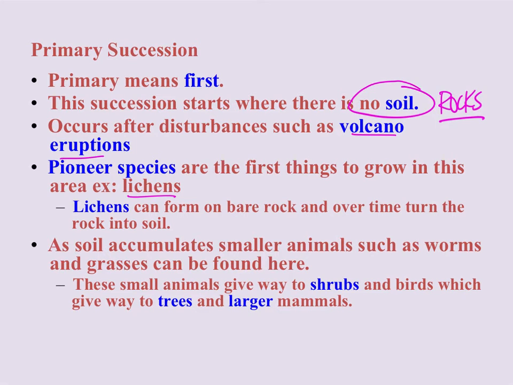Once you get soil, seeds will be brought in, and then you can get plants and animals, because you've got to have some plants to get some animals. As the soil accumulates, you'll get some grasses and some small animals like worms, and eventually you'll get shrubs, and then eventually you'll get trees and bigger animals. So primary succession, you start with no soil, usually after a volcano, and your pioneer species are usually lichens, and they have to make the soil by breaking down the rock and making it into soil.